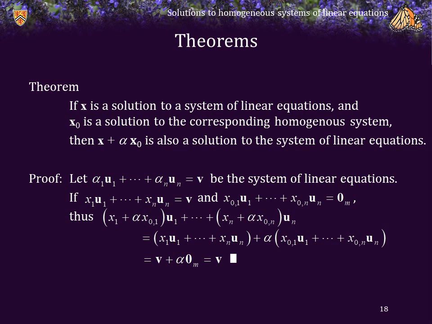Straightforward enough. Now, this does not necessarily imply that every system of linear equations has infinitely many solutions. For if the corresponding homogeneous system has only the zero vector as a solution, then x plus any scalar multiple of the zero vector is still x.